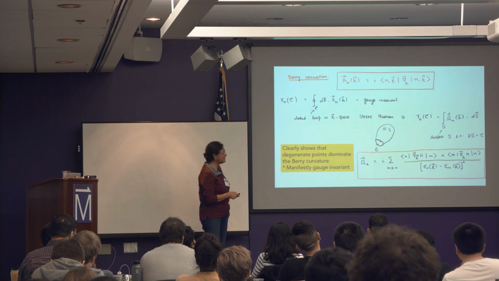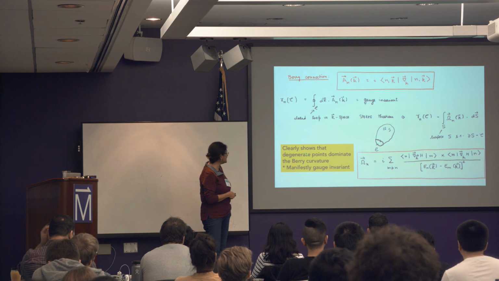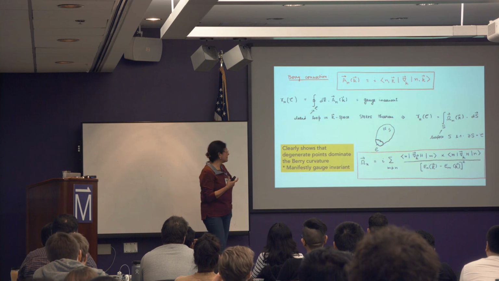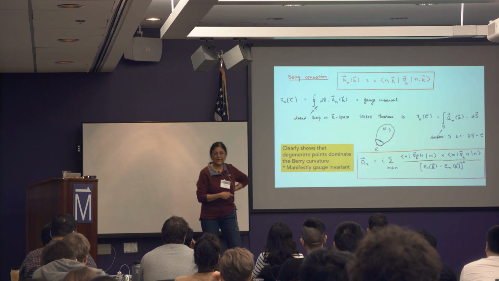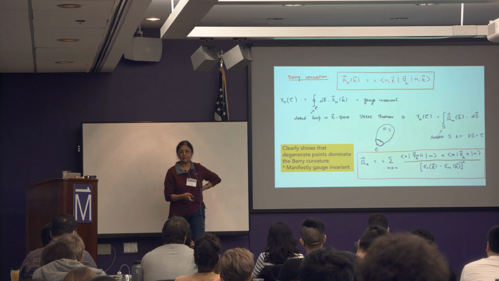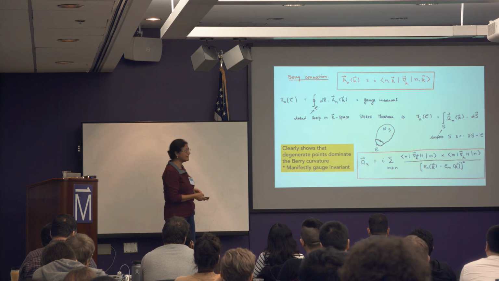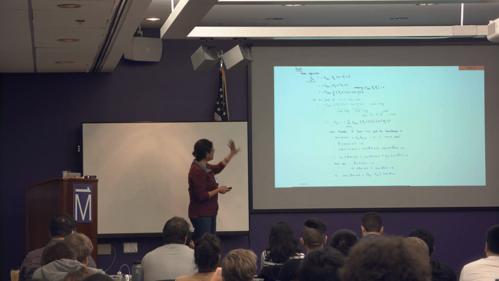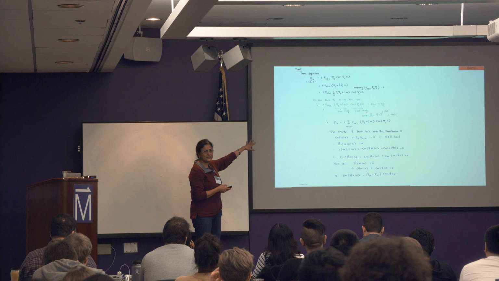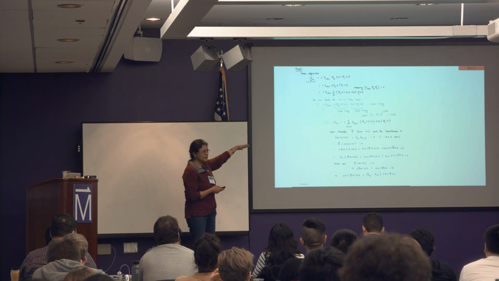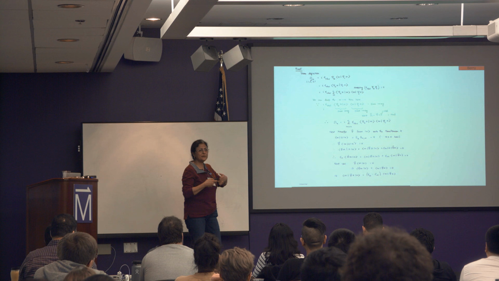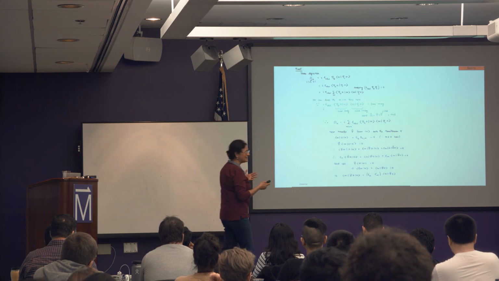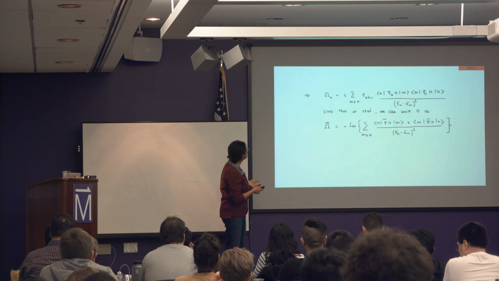So this is a very general result, but it shows you that degenerate points, if they exist, will dominate the Berry curvature. Okay? And this will become important when we look at the semi-metals, because that's precisely when two eigenvalues become extremely close. The proof of that, I'm not going to go through here, that's why it's so tiny, but they will be in the notes and you can work through this. It's always good to work through some of the algebra, and then you can see it play out in different situations.